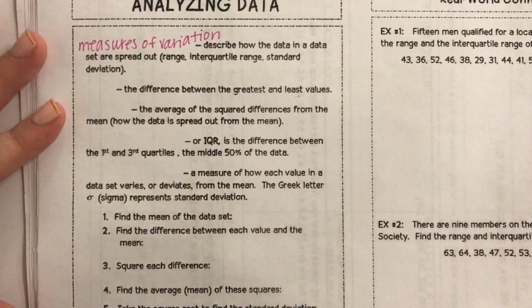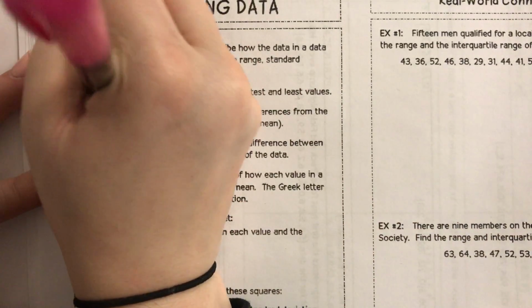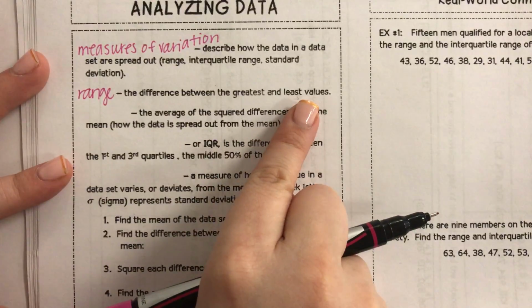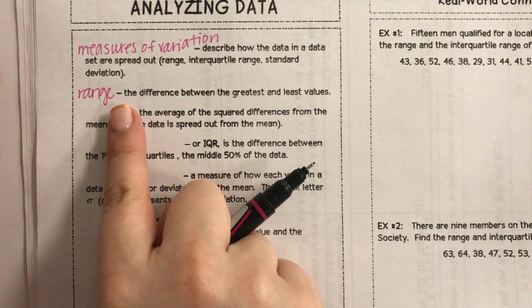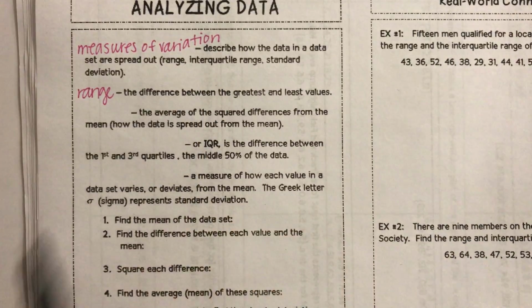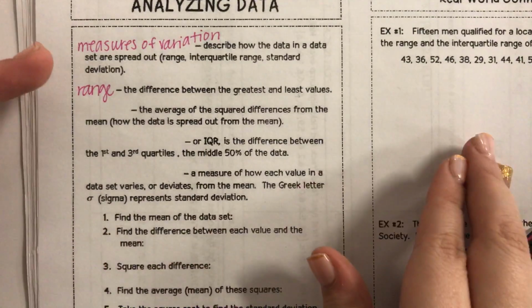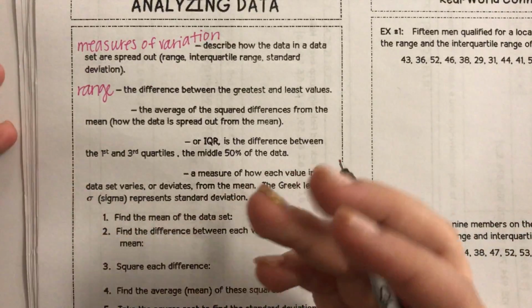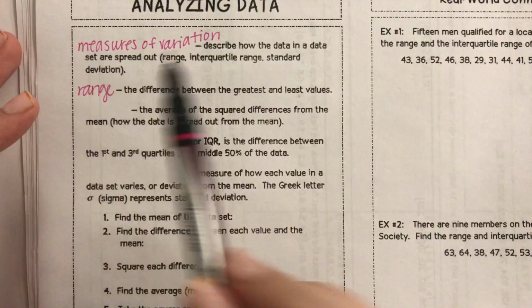So the range is the difference between the greatest and least values. So instead, I know on your project we just did 1 to 50 if that was your range. In this section, we're actually going to subtract. So if your range was from 1 to 50, you're going to subtract 50 minus 1, so your range would actually be 49. That's what we're going to do in this section.